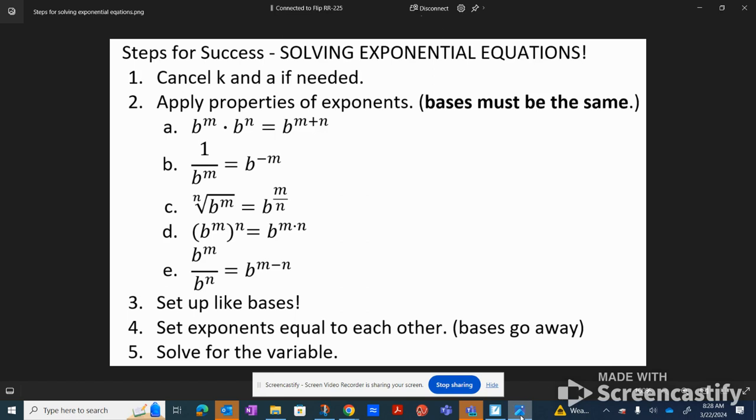We got a 1 on the top, okay, and a 9 on the bottom. Well, the 9 is in the wrong format because we want it in the format of a base raised to an exponent. So if you read across from step 2, it says apply properties of exponents. Bases must be the same. So before we can apply this property, we need to make the bases the same. So let's go back to our problem.